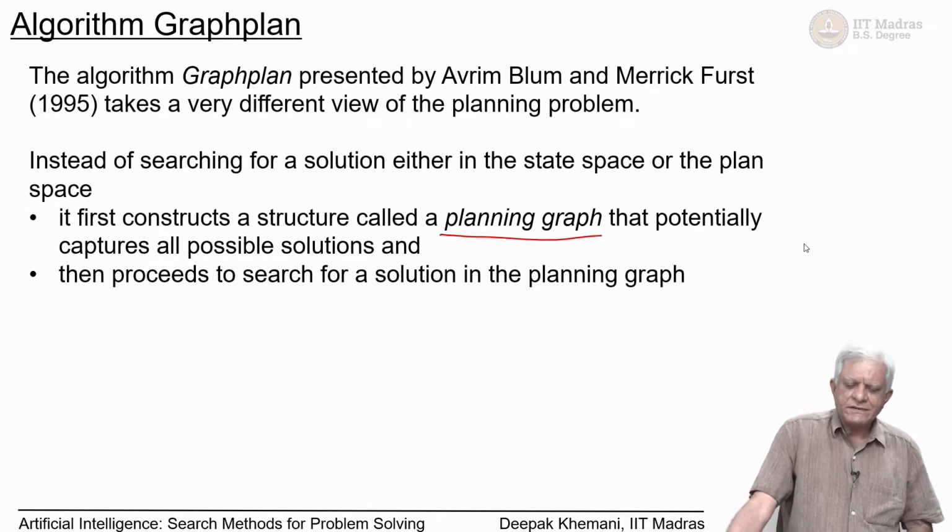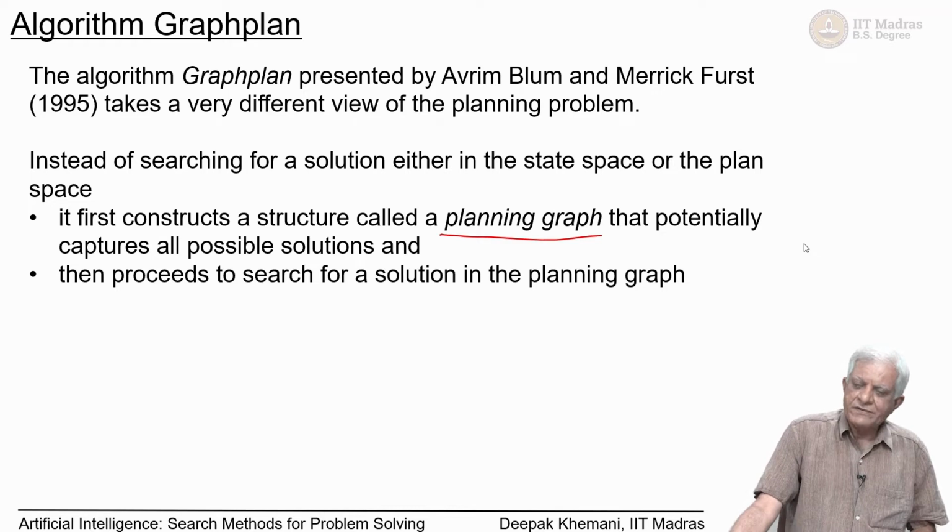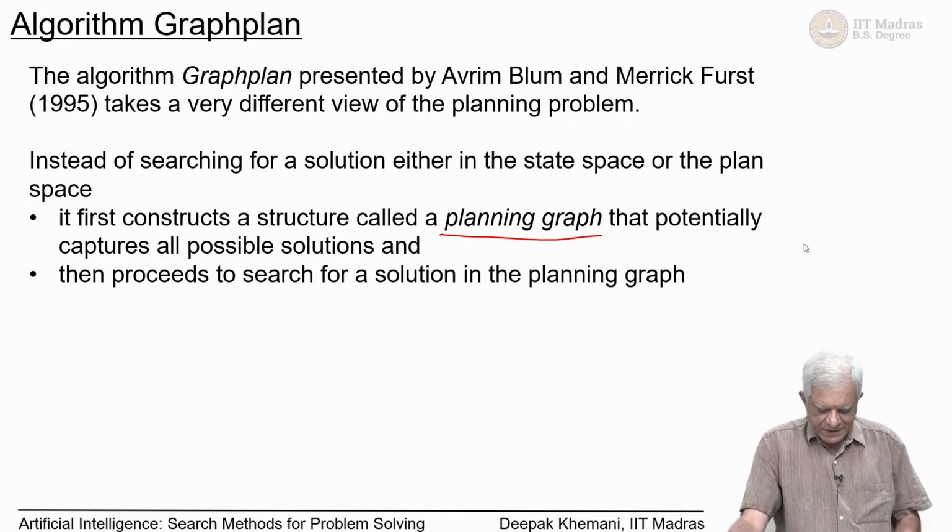So, the idea that Blum and Furst gave us was that of a two-stage process, that in the first stage you construct a structure, in this example it is a planning graph that we will see, and in the second stage you search inside that structure, inside the planning graph.